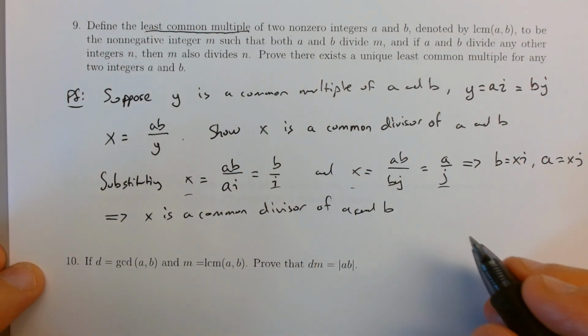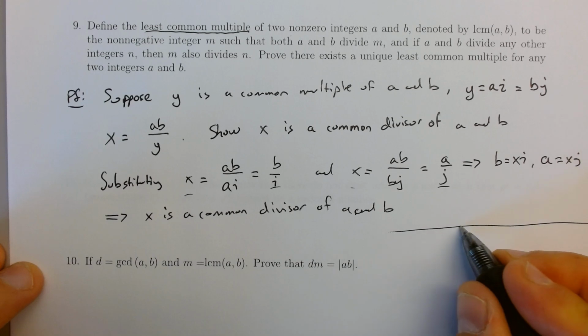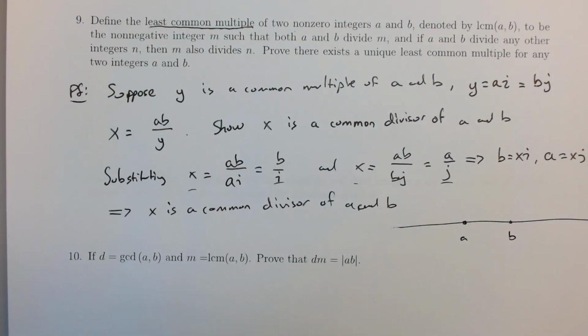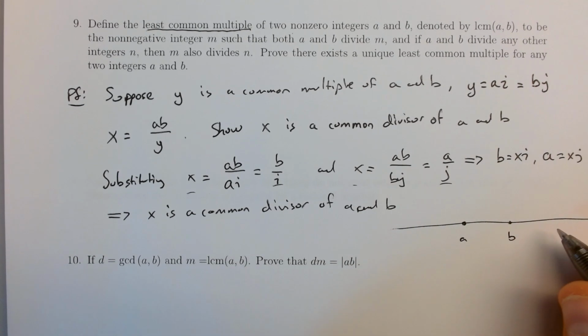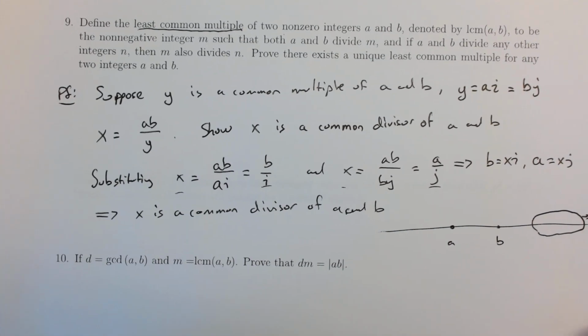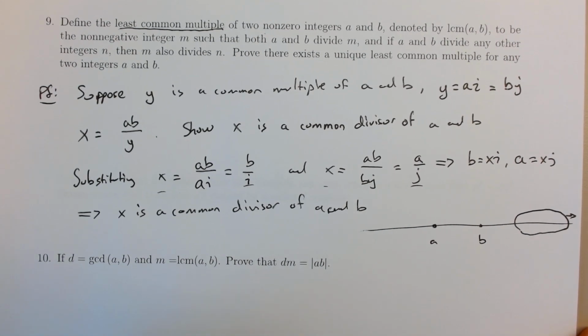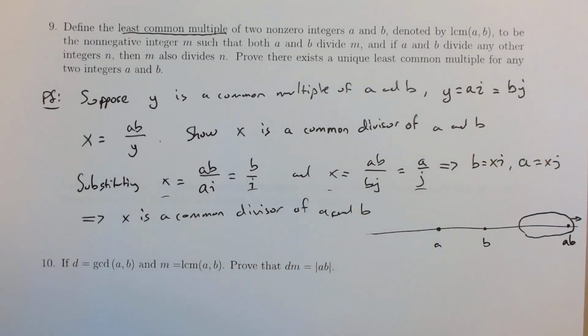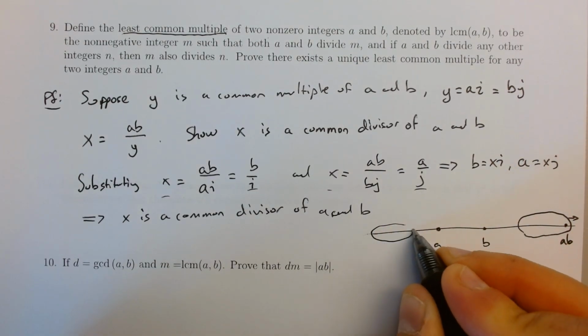Now, maybe a picture will help here. We'll put the number line. We'll put a and b on our number line. So a and b kind of fall into both categories. But multiples of both a and b would be all larger. Well, we'll bound this at the top by ab. And then we'll put the common divisors down here.